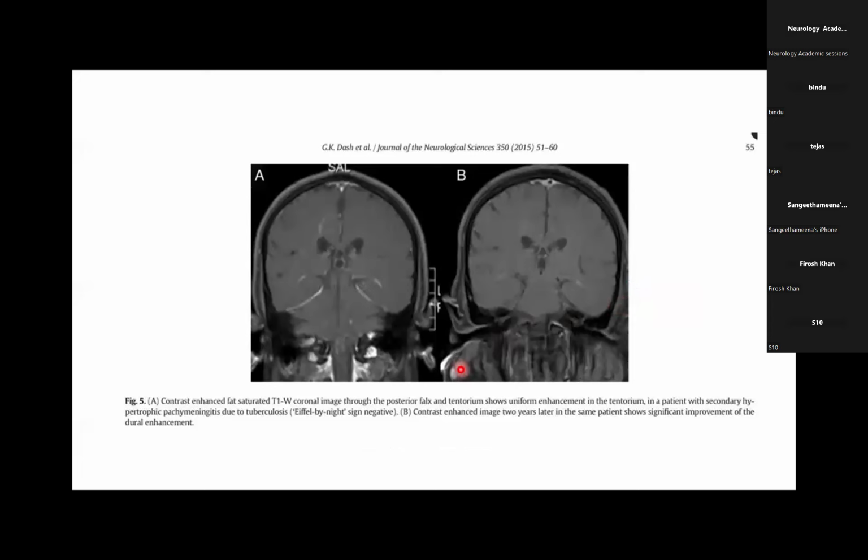Then the same image in tuberculosis, a secondary hypertrophic pachymeningitis: the Eiffel by night sign is negative in this picture. So that is also helpful in differentiating primary versus secondary hypertrophic pachymeningitis.